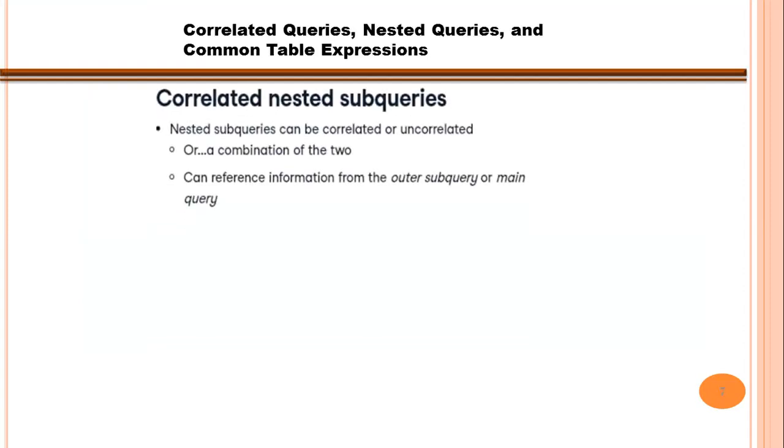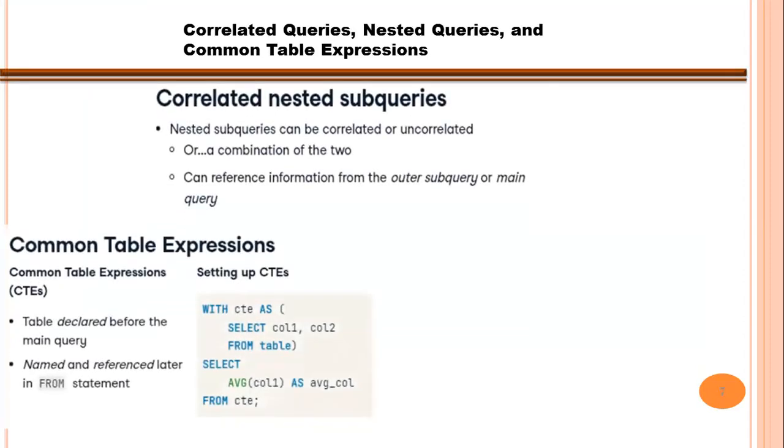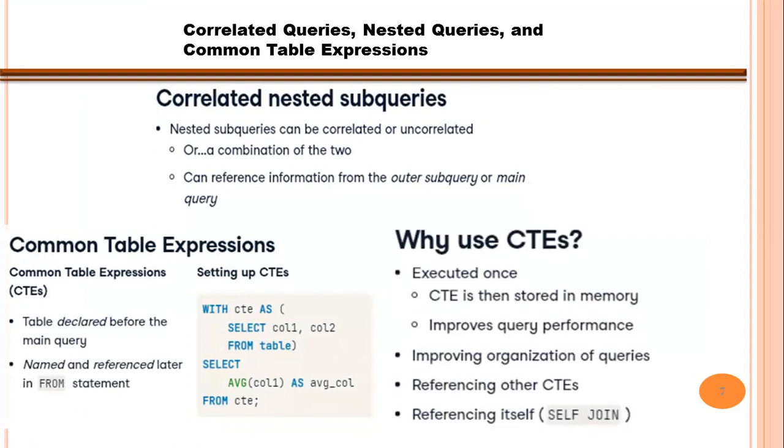Talking about common table expression or correlated nested subquery. In the case of correlated nested subquery, a subquery can be correlated or uncorrelated. It will only reference information from the outer query or the main query or the first query. Talking about the CTEs, common table expression. It is only executed once. It will be then stored in the memory. It will improve your query performance. It will improve organization of queries.